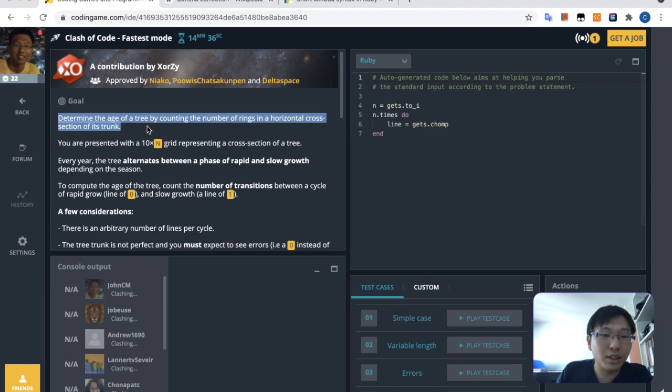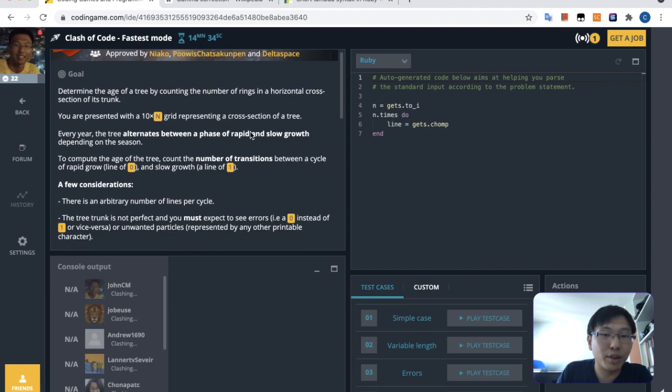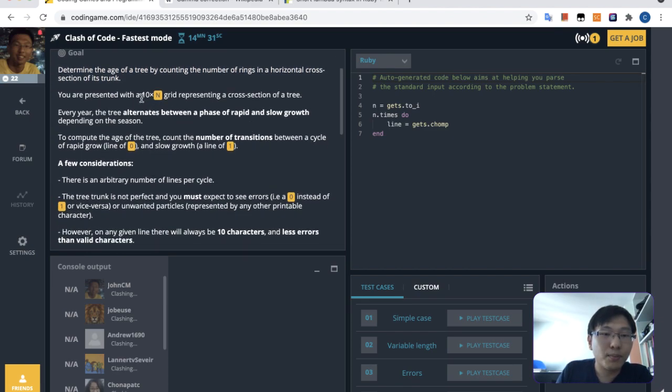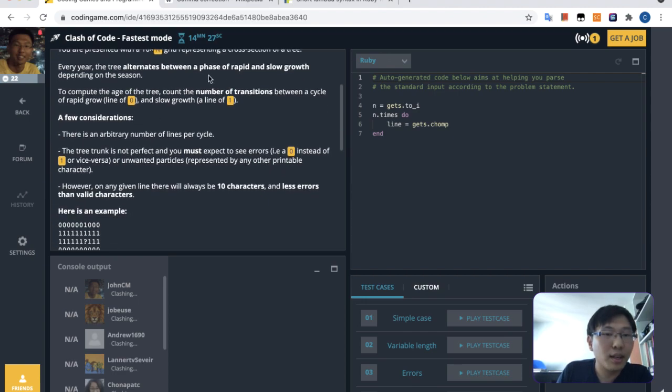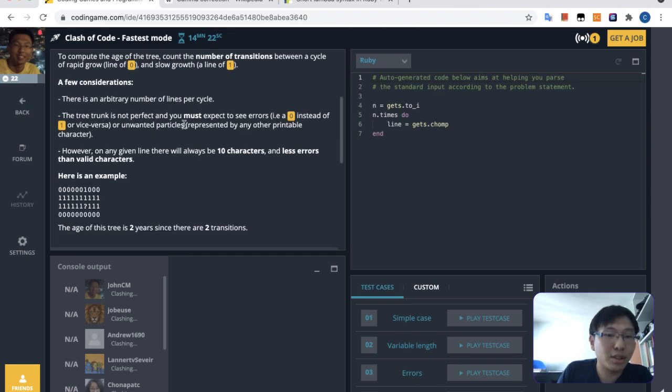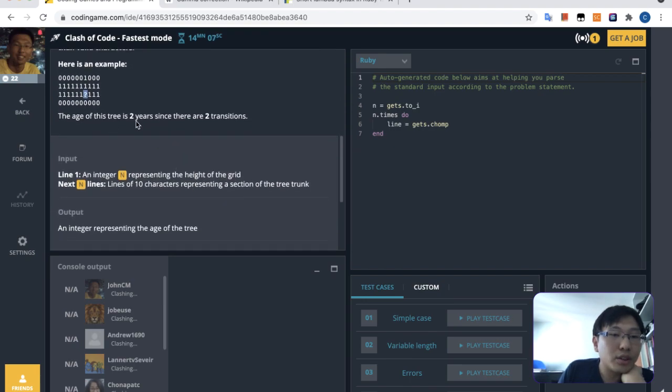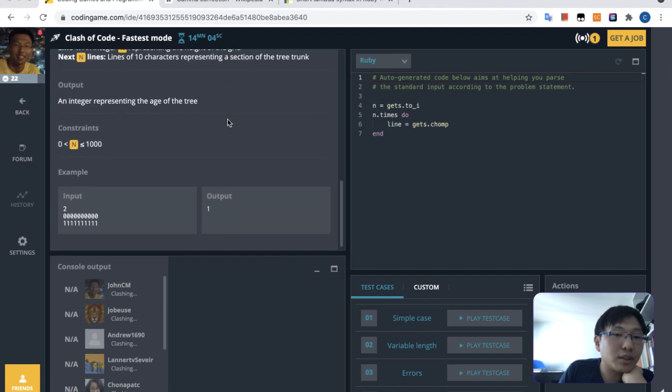Okay, determine the age of a tree by counting the number of rings in a horizontal section of a trunk, presented with a 10 times n grid representing the cross section of a tree. Phases of rapid and slow growth, arbitrary number of lines, the tree count is not perfect. And there will always be 10 characters. So there's errors or unwanted parameters. The age of this tree is 2 years and there are two transitions.